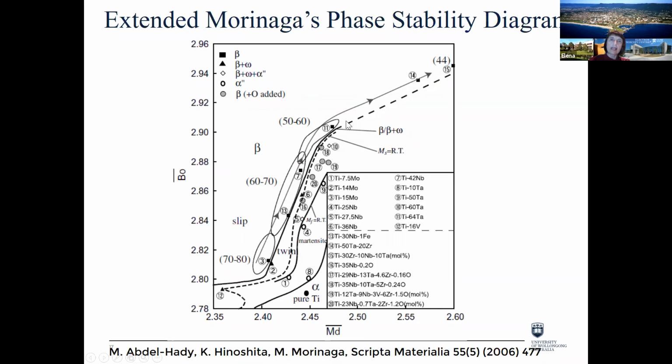Also, a region was added to this diagram where we could have deformation-induced omega operation. And here we have martensite formation. And for example, here we have alpha phase, but we are dealing, as I said, only with beta phase transformation in these alloys.